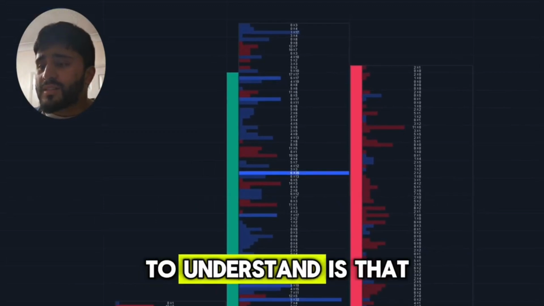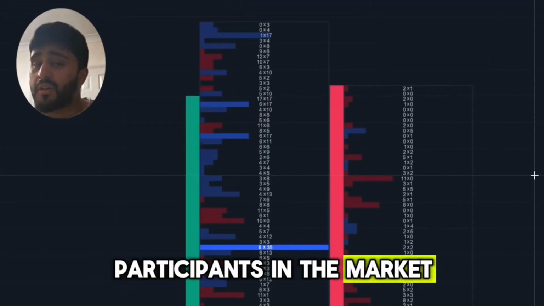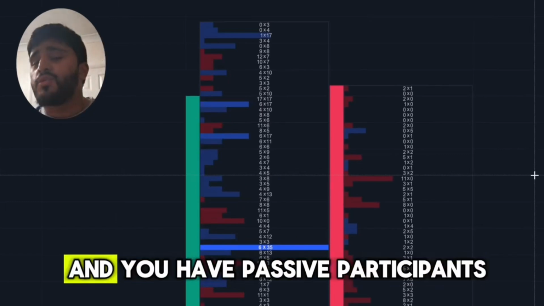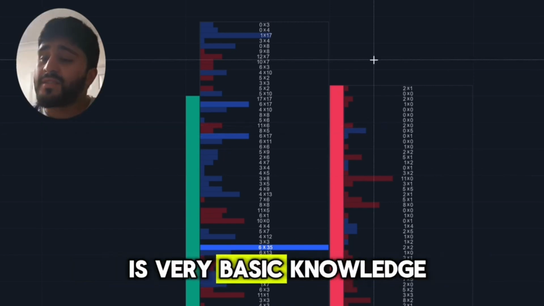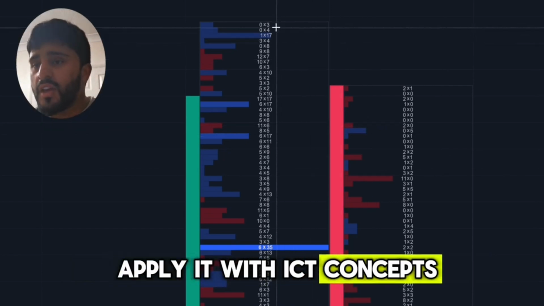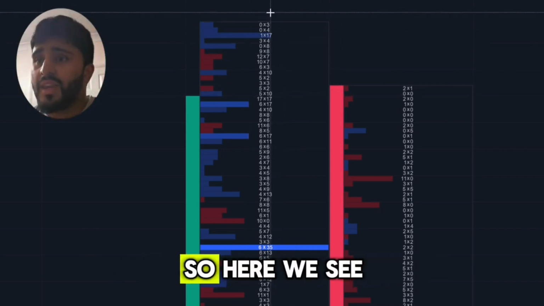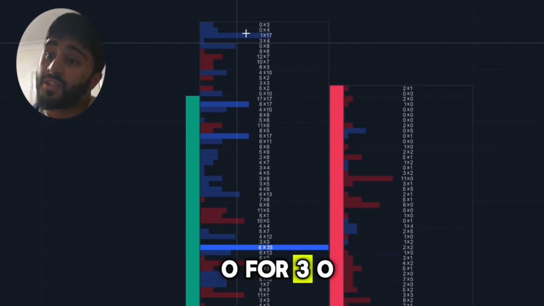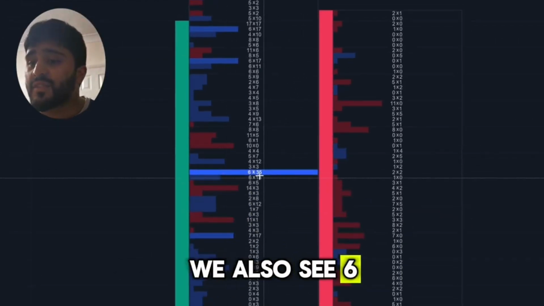What I want traders to understand is that there's two types of participants in the market. You have aggressive participants and you have passive participants. This is very basic knowledge. We're going to go over it very quickly and then we're going to apply it with ICT concepts. On the left hand side, you have the bid. On the right hand side, you have the ask. So here we see 0 for 3, 0 for 4, and then 1 for 17, right? We also see 6 for 35.